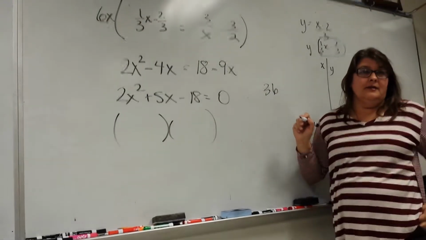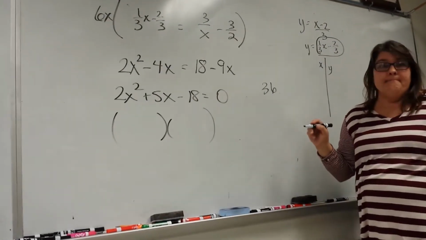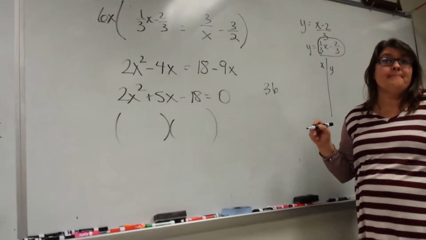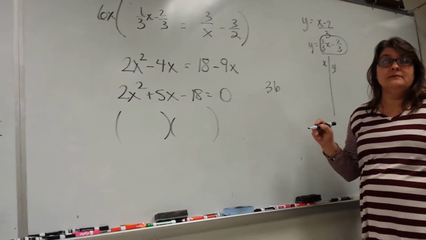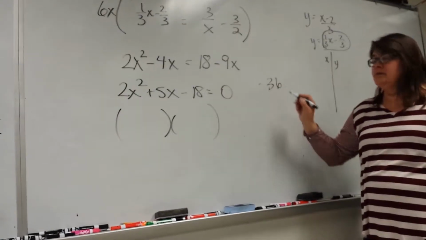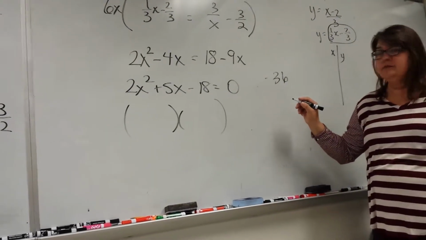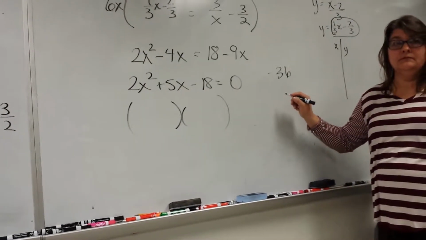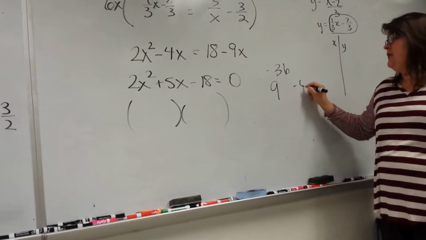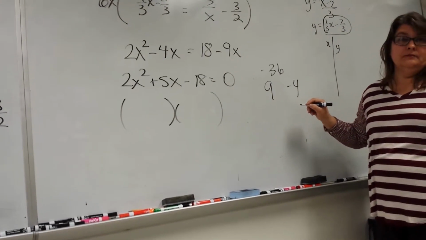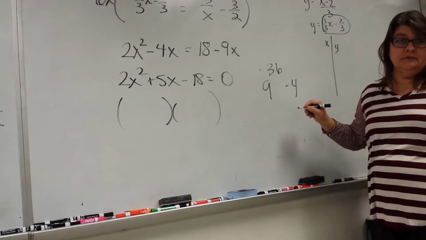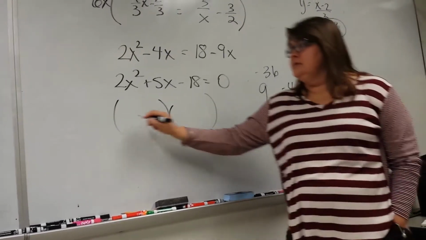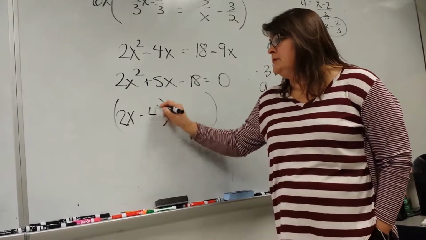Then you just try and figure out what two numbers multiply and equal that and add to 5. It's actually negative 36. So there's 9 and negative 4. When you add those together, you get 5. Those would be your two factors. So you have 2x minus 4, and then 2x plus 9.